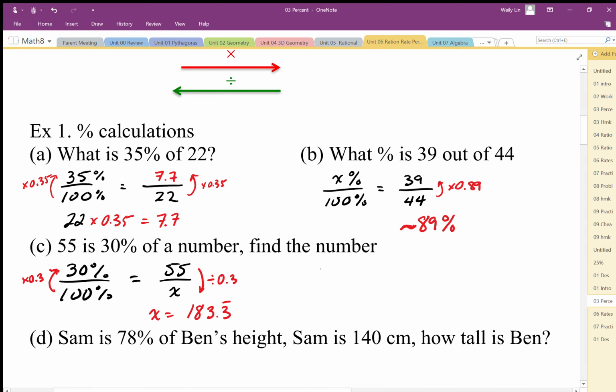This could also be done using our times divide method. Again, we have to be very clear if we're going to divide or times by our decimal percentage. And our calculation looks like this, and it's approximately 183.3.